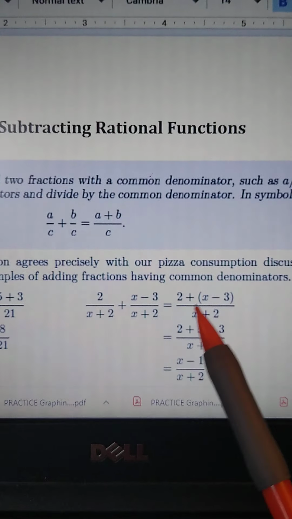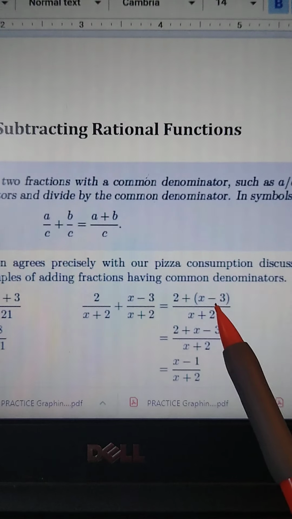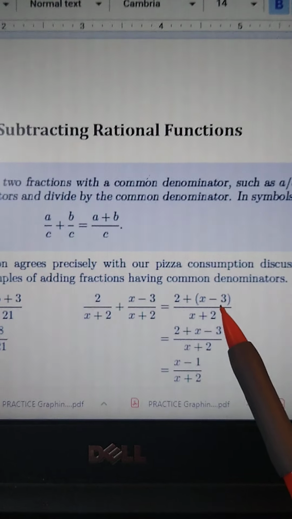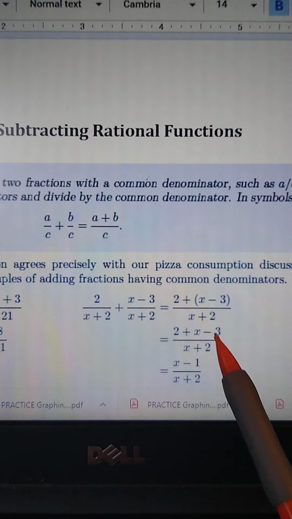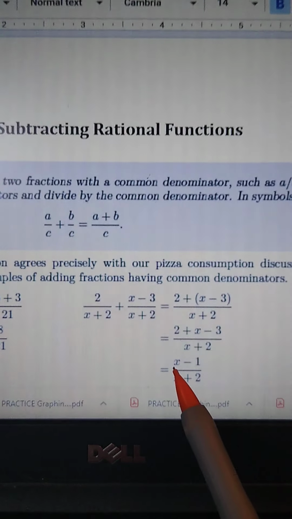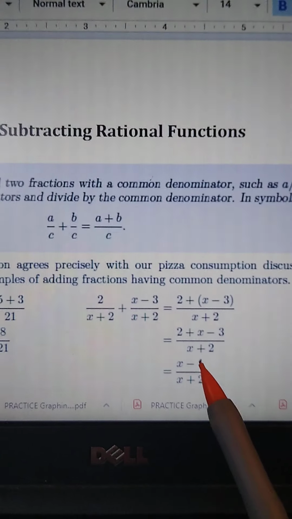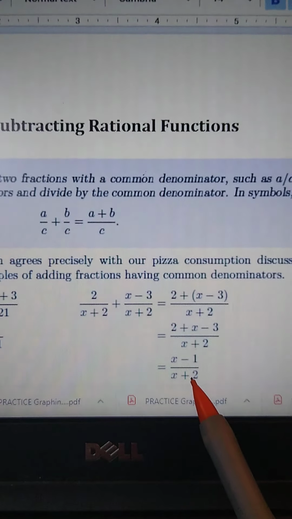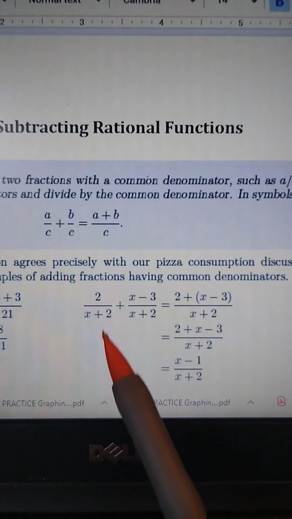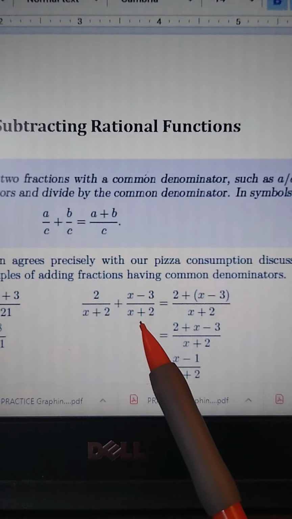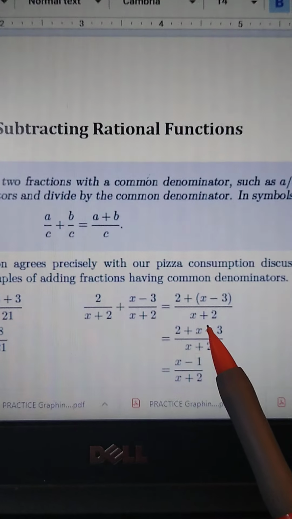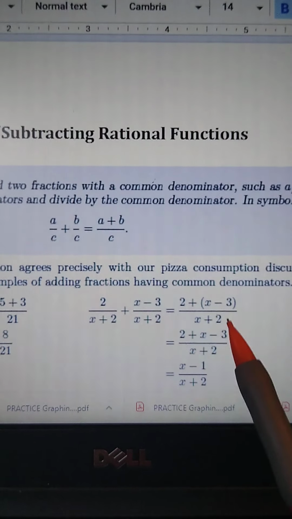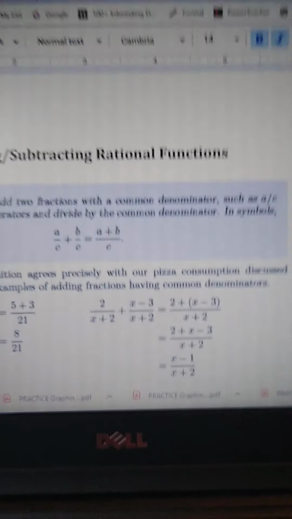Now, we're going to just simplify this. 2 plus negative 3, when I combine the like terms, makes negative 1. So I end up with x comes down, 2 minus 3 is minus 1, x minus 1 all over the common denominator of x plus 2. Notice we don't do anything with the denominator. As far as adding and subtracting, we just simply put the numerators together over top of one common denominator.